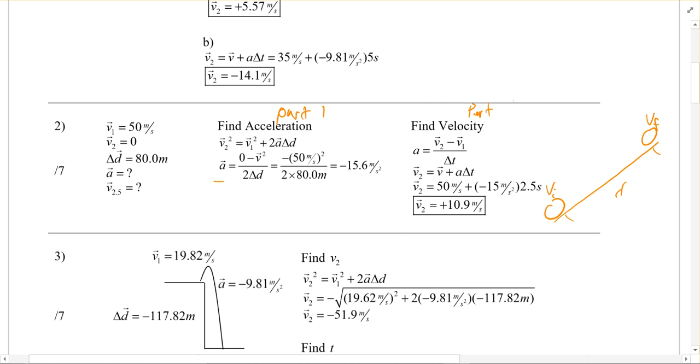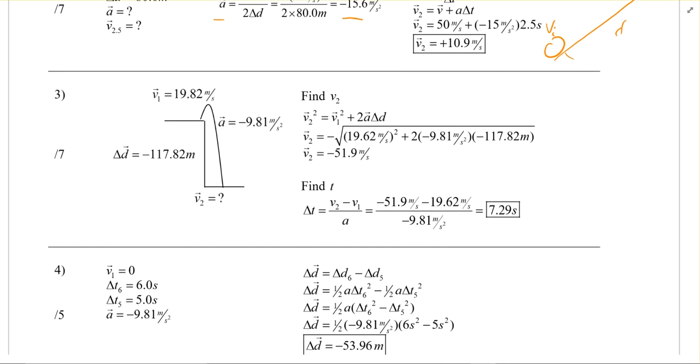Well, my writing's getting terrible. Part 2. Okay. And then now that we know the acceleration was negative 15.6, all we have to do then is solve for VF using that acceleration and our same VI, if that made sense, hopefully. Okay, it ends up being positive 10.9 meters per second, so up the ramp.